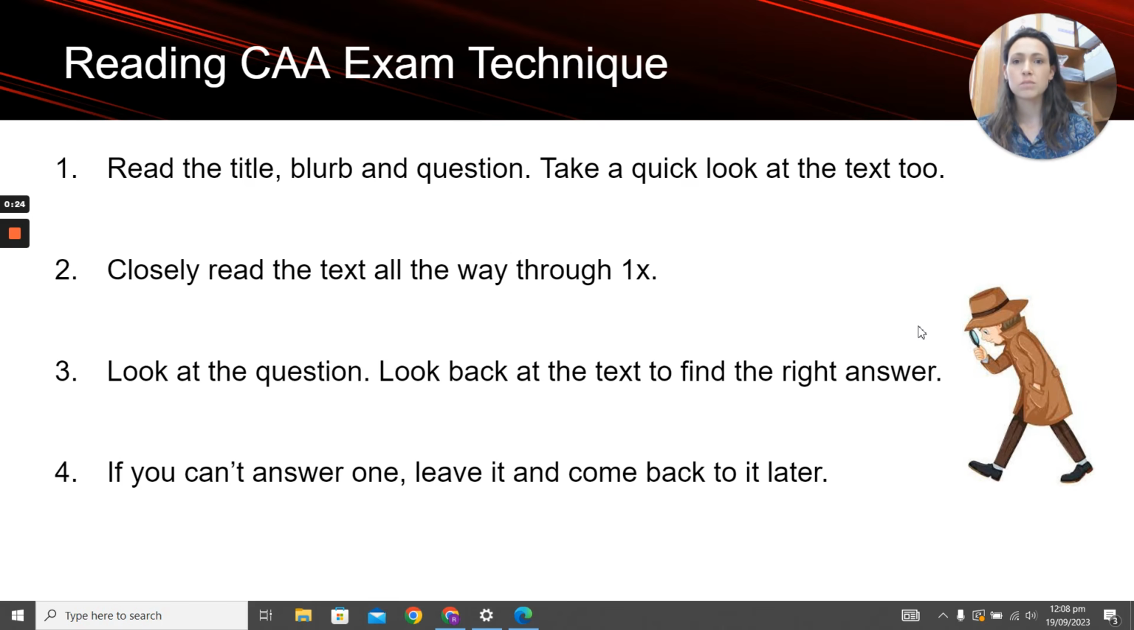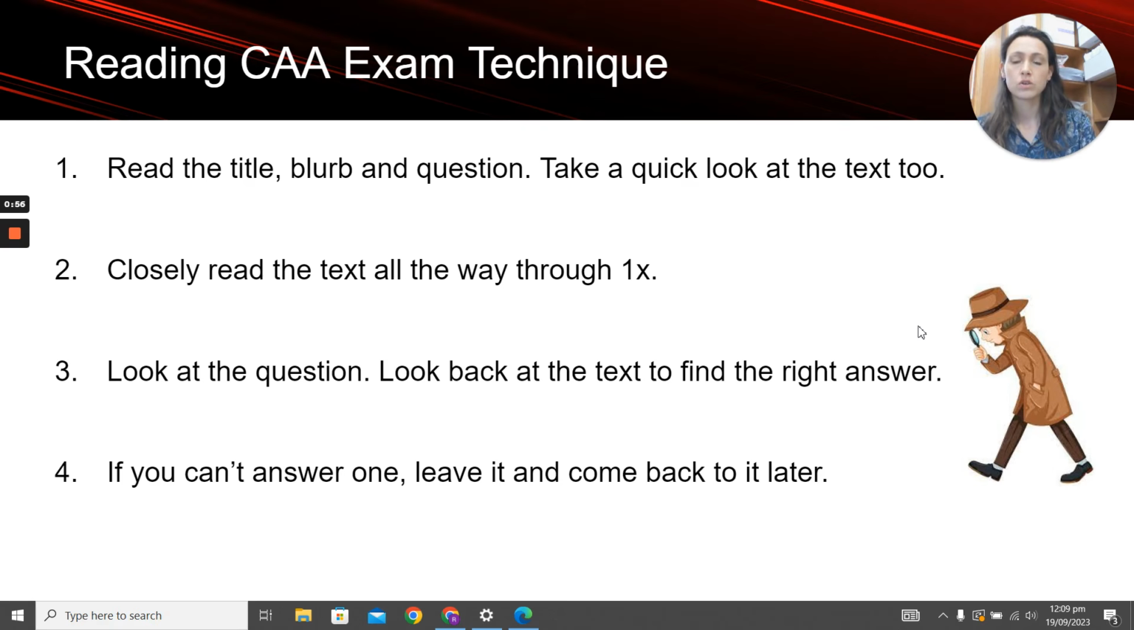The second step is to closely read the text all the way through one time. The third step is to look at the question, and it's only then that you're going to start answering the questions, looking back at the text which you've already read closely to make sure that you're confident that you're selecting the right answer. And the final step is, if you can't answer one, you may decide to either choose the answer that you think is the most likely to be correct, or just leave it and come back to it later.